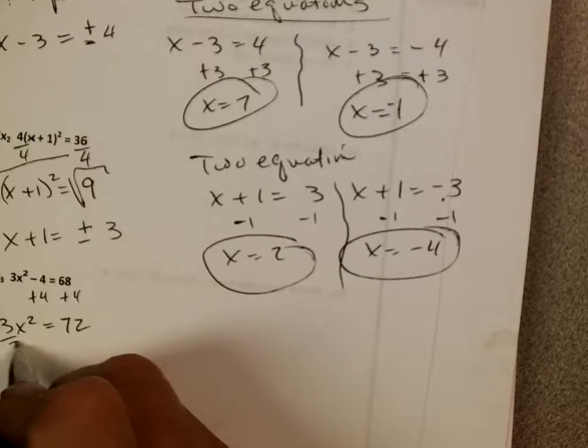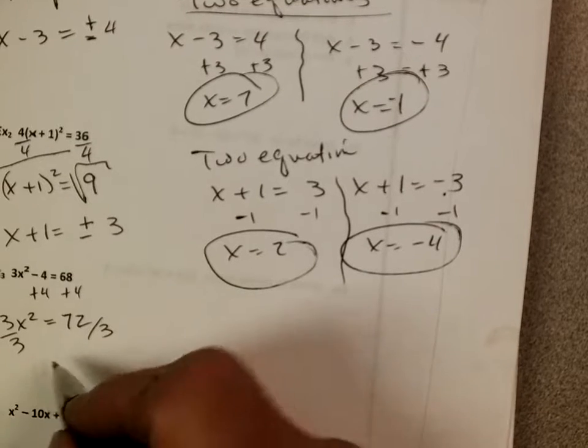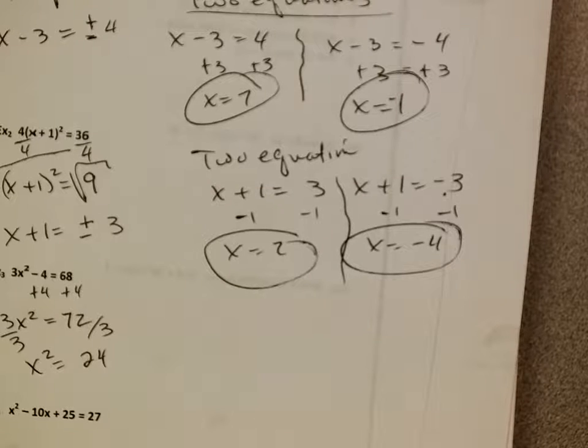Divide by 3, divide by 3. 72 divided by 3. Anybody have a calculator handy real quick? I believe it's 24. Is it 24? 24. Okay, so I got x squared equals 24. Now here's a number that won't have a perfect square root. But that's okay. We've done square roots before.